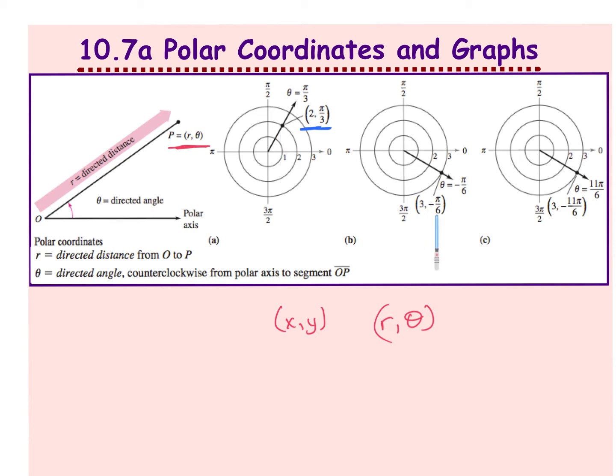All right? So on this one, I have 3 comma negative pi over 6. So negative pi over 6 is the same thing as what? 11 pi over 6. And then I go out 3. And so my polar pair is my r comma theta. Now, this one's actually wrong. The book did this one wrong. This should actually be 3 comma 11 pi over 6. All right, so you go 11 pi over 6, and then you go out 3. All right, so that's how polar pairs work.